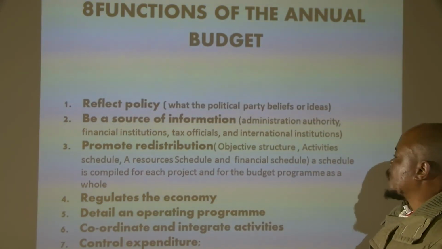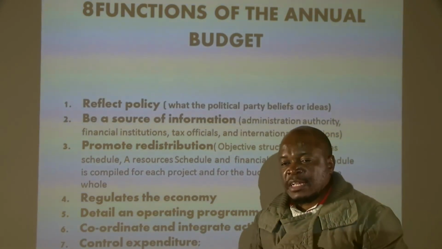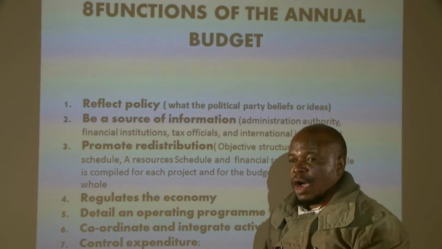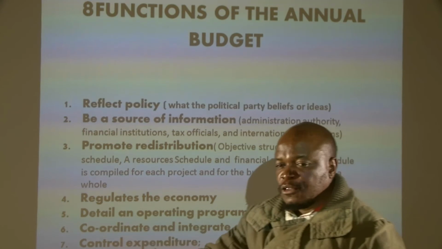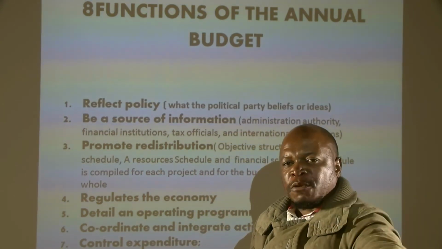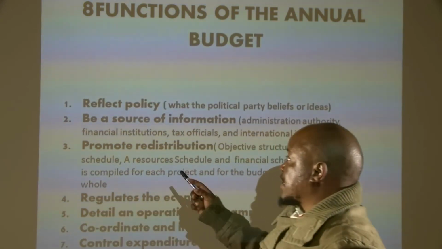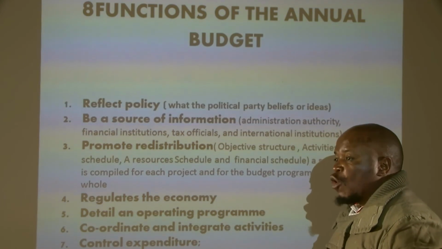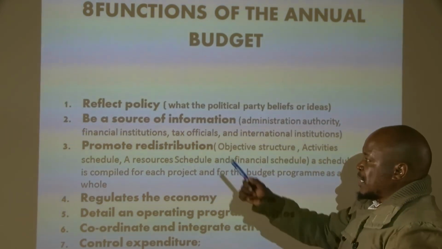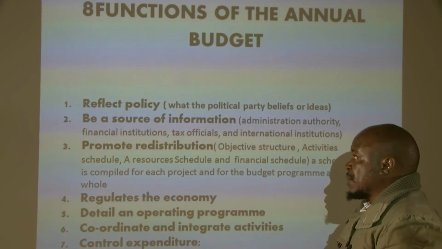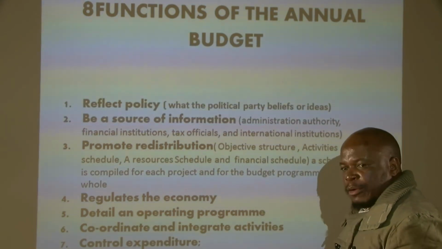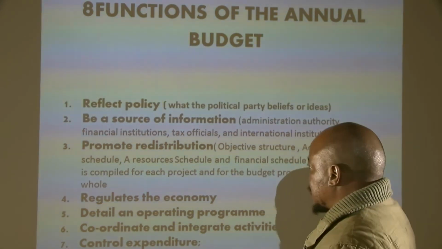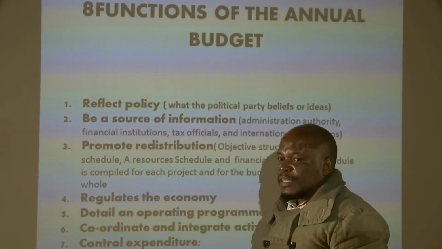A budget is a source of information. For example, administration authorities, when they are doing their administration, since I have told you there will be a hierarchy of power, know what is supposed to be done by this person so that it can be approved there, and then they go to the next person. So the administration authorities need the budget so they know where to start and where to end. Financial institutions do the same. They want to see how much they are going to tax people and how much interest they are going to charge. It all comes from the budget.